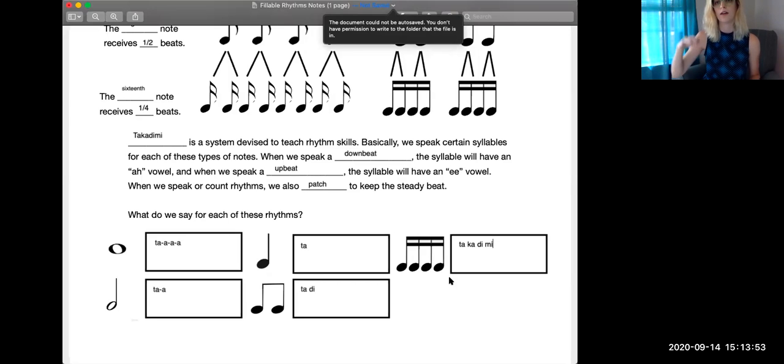Takadimi, takadimi. Okay. Go ahead and try to speak some 16th notes with me while you are patching. One and two and ready, go. Takadimi, takadimi. And that's it. That's all you pretty much need to know about takadimi for the time being. It's going to get a little bit more challenging, but that's the general idea.